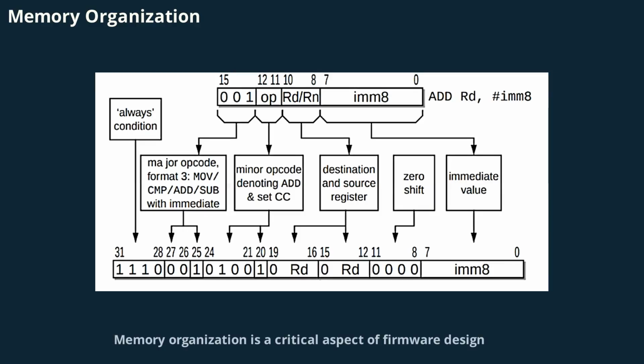Memory organization is a critical aspect of firmware design. Flash memory stores the program code and constants, while RAM is used for variables, buffers, and runtime data. The stack handles function calls and interrupts, and the heap manages dynamic memory allocation. Proper memory management ensures system stability, performance, and maintainability. Firmware must allocate, protect, and optimize memory usage to meet real-time requirements and avoid fragmentation.